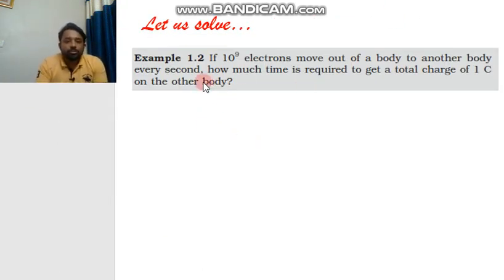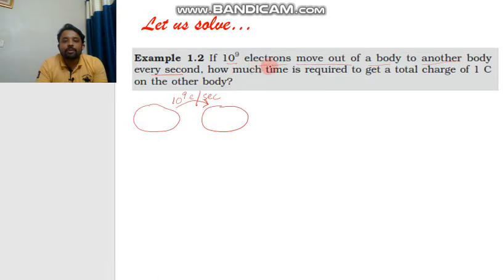So now we will solve a question. It is an example of NCERT. The question is, if 10 raised to power 9 electrons move out of a body to another body every second. Suppose we have two bodies, and from this body to this body, 10 raised to power 9 electrons are moving per second.